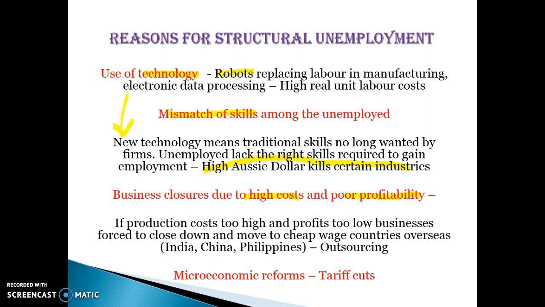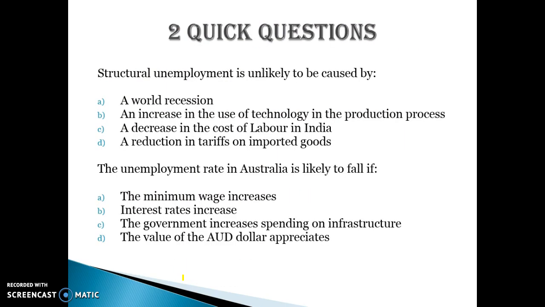So if you lose your job because your company moves to India or China or the Philippines or Bangladesh, outsourcing is a form of structural unemployment. Microeconomic reforms, which is basically reforms by businesses to become more productive, which includes tariff cuts and deregulation and things like that. Again, if you lose your job because we lower tariffs and therefore we're importing more, again, that's a form of structural unemployment.